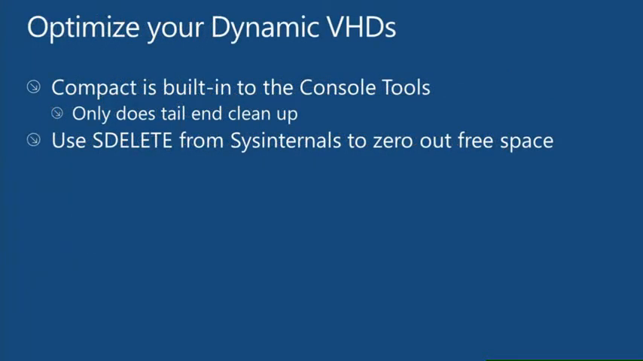Optimize your dynamic VHDs. Over time, they will grow as you add and delete stuff. So there's a compact tool inside the wizard. You just click the drive, say edit, and there's a compact option. The problem is it only does tail cleanup. If you grew the drive to, say, 32 gigs and deleted 16 gig, well, it's probably in more of the middle of the drive. So you need to zero out that space first with something like sdelete, then compact.